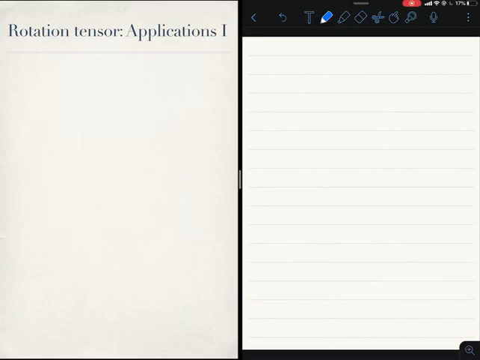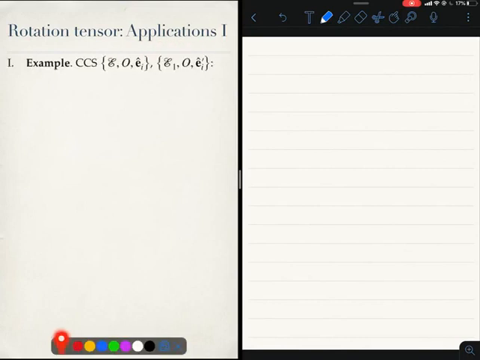So the first goal of lecture 5 is to finish up our discussion on the rotation tensor by considering a few applications. Okay, the first application has to do with how to relate two given Cartesian coordinate systems.